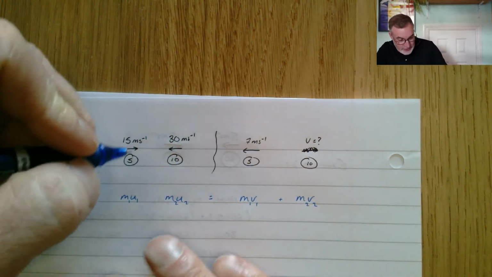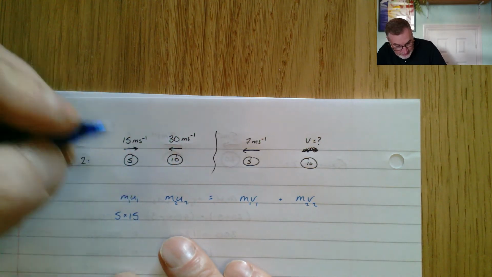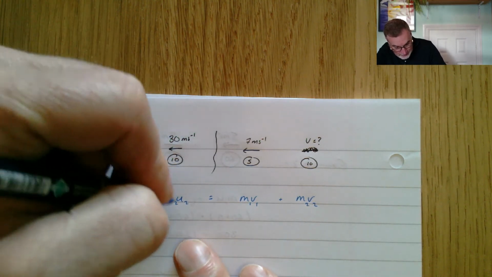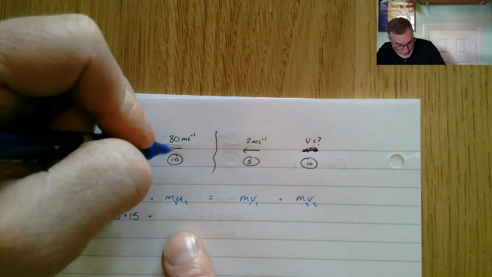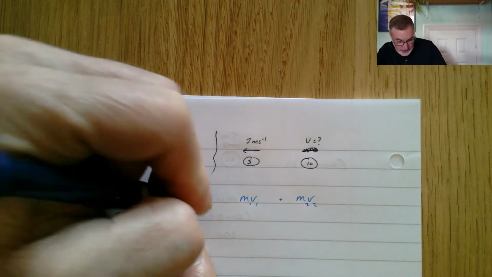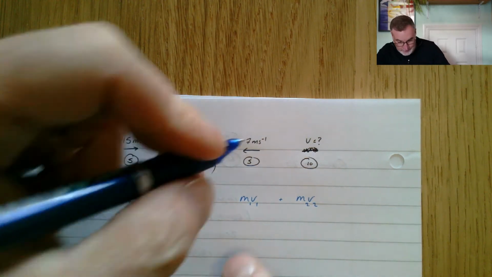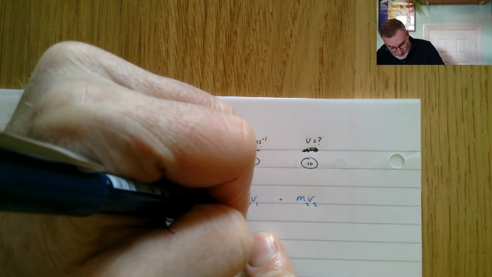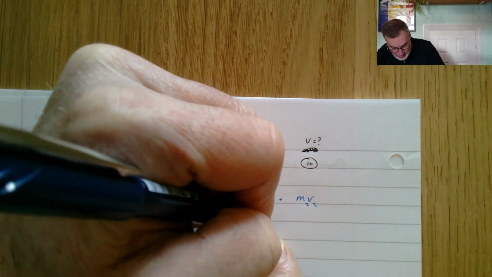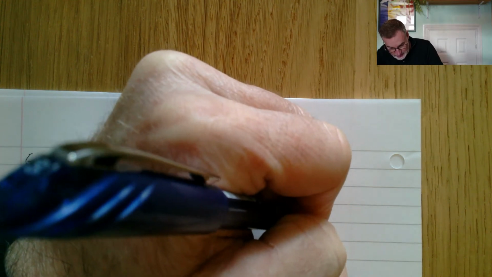Substitute the numbers in. So we have 5 times 15 plus 10 times, from right to left, so -30. And then that's going to equal 5 times -7 plus 10 V2.